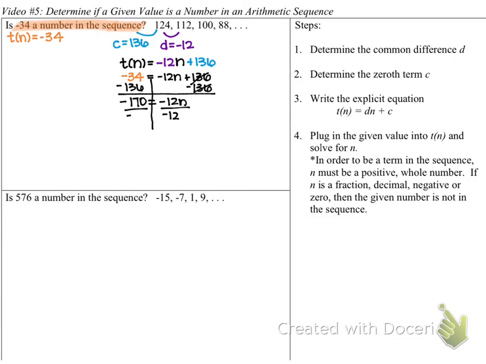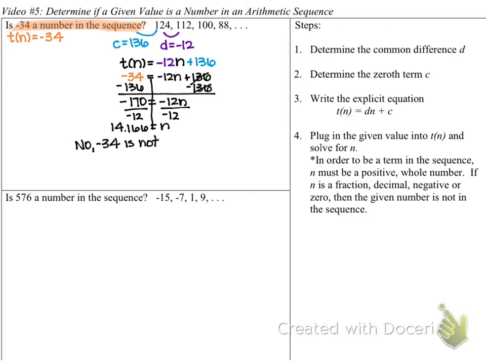So when we solve for n, if this is an actual term in the sequence, then n must be a positive whole number, no fractions, no decimals. But unfortunately, this one comes out to 14.166. As soon as I see that decimal, I know this isn't going to work. So I would say no. Negative 34 is not in the sequence.